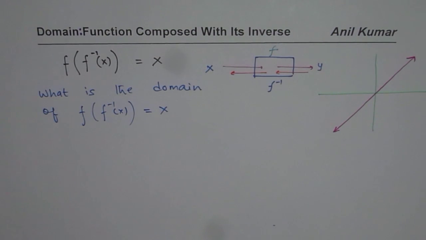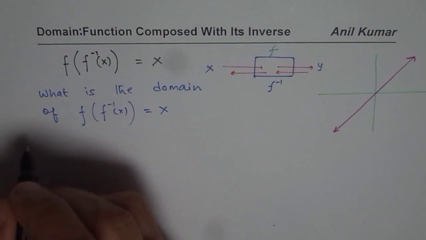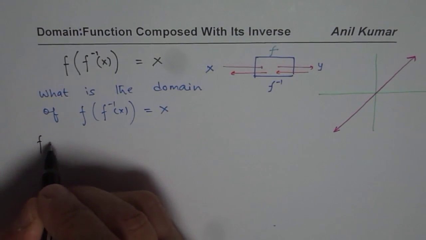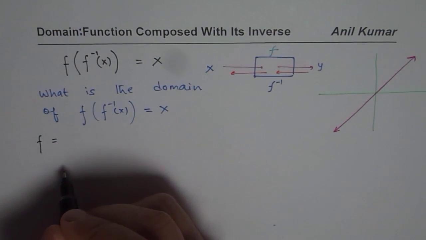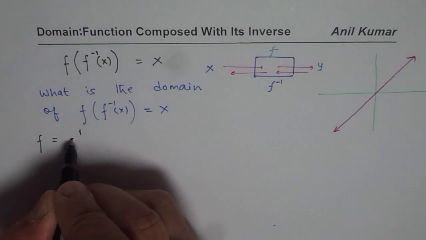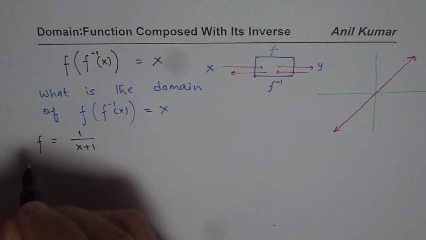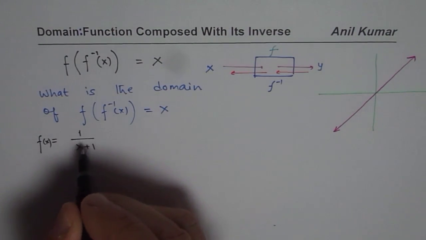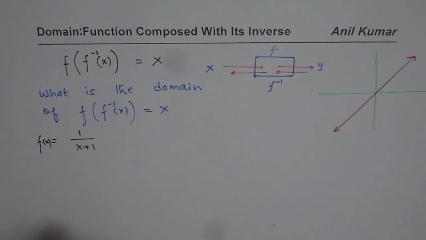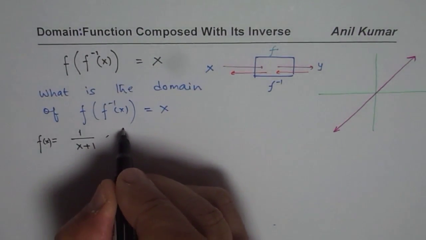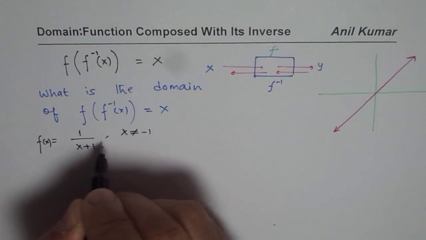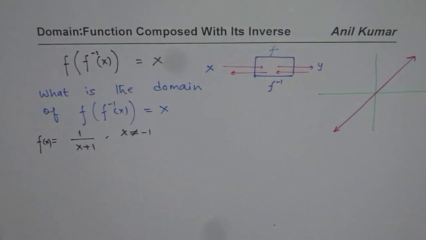So let me take an example of a function which has some restrictions. Let us say we take an example with which we have already worked in this video, so that we'll have kind of a link. So let us say 1 over x plus 1 is our example. So we are saying f of x is 1 over x plus 1, and we know clearly that x cannot be equal to minus 1 for this particular function.